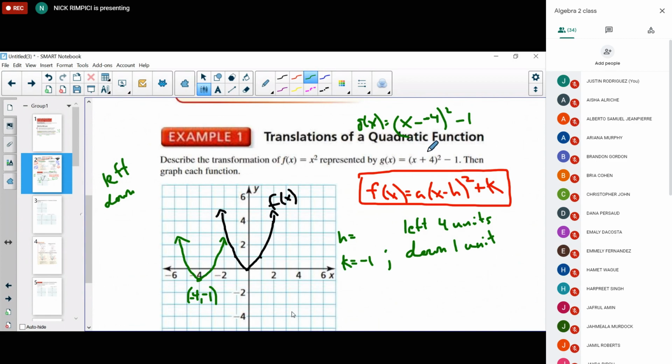So I'm allowed to say that. So really, h is actually not 4. To make the negative sign, h is actually -4. So h is -4, and that's why we're moving left 4 units.